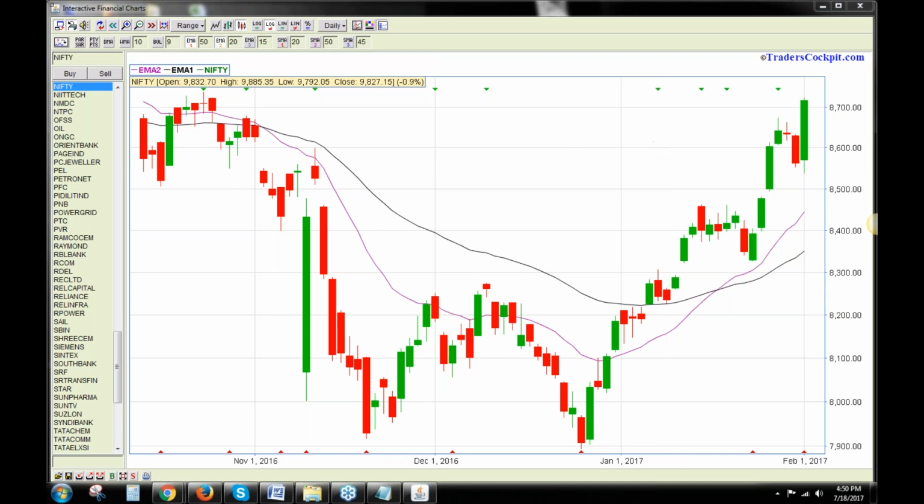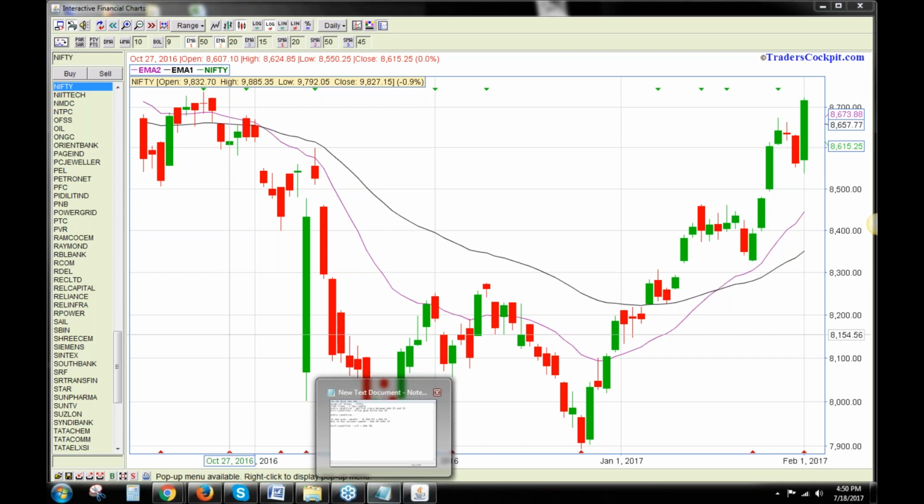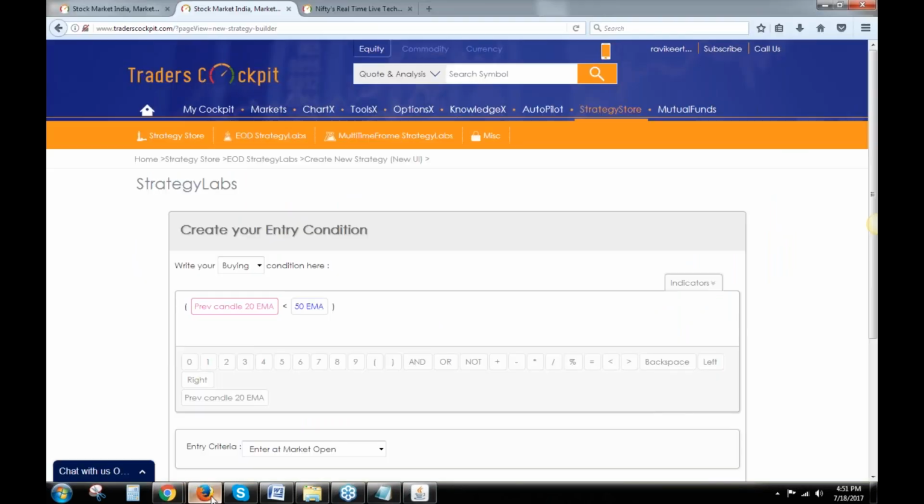Okay, fine. So coming to the strategy labs now, if these 2 points are clear, one, the crossover logic, and second, numbering the bars, then believe me, you are already done with half of the strategy labs logic. Now you're good enough to create a strategy yourself, and good enough to backtest the strategy yourself. So coming to the main page here again.